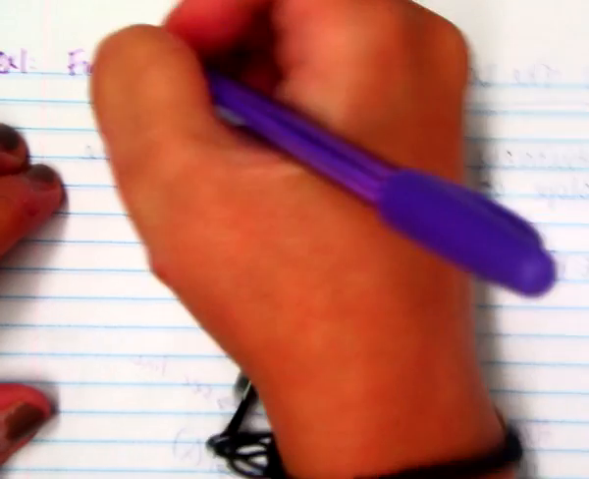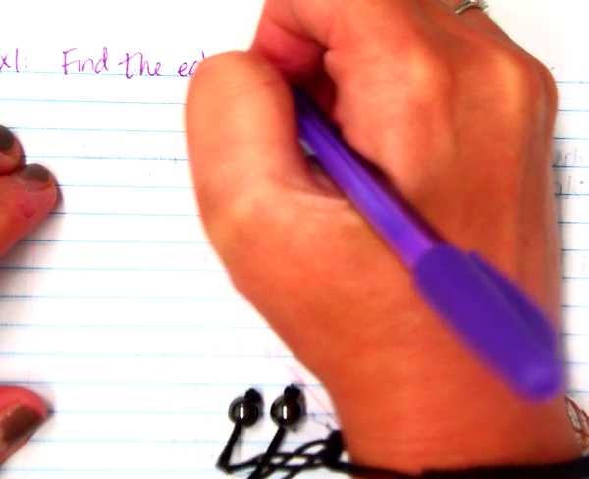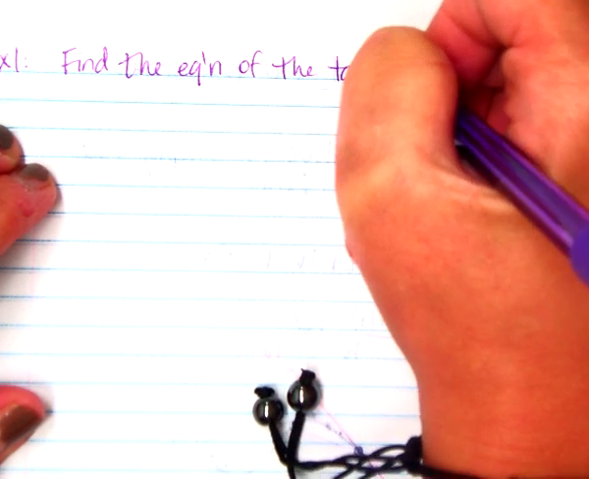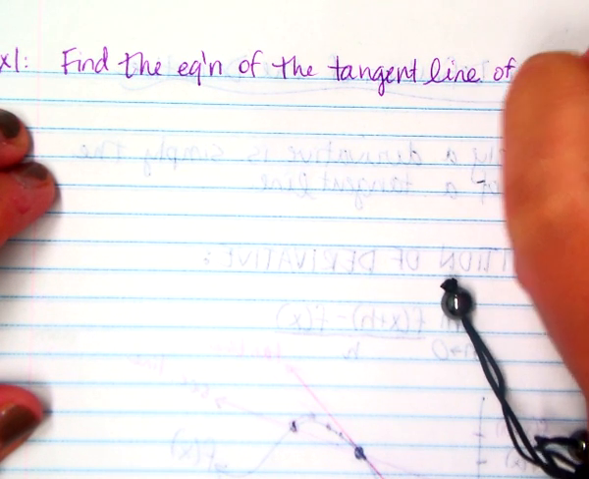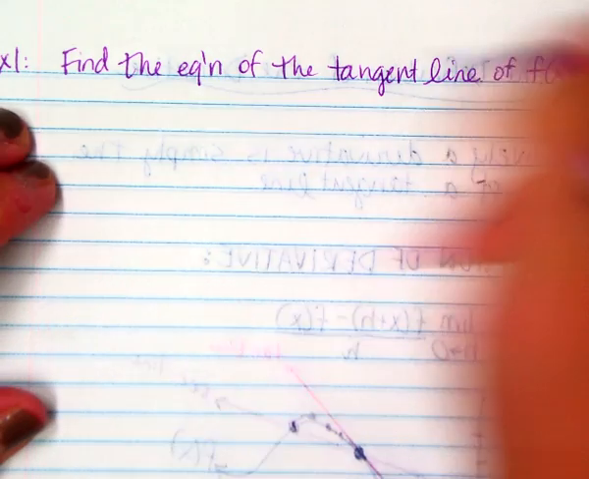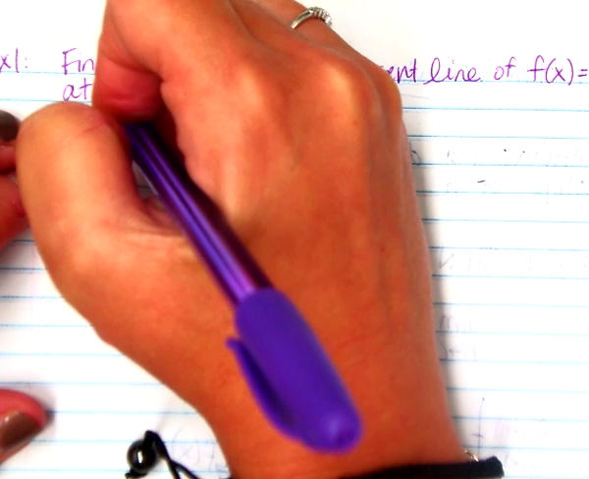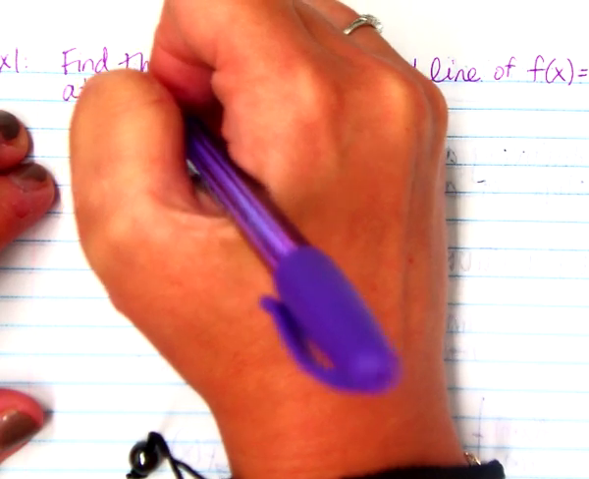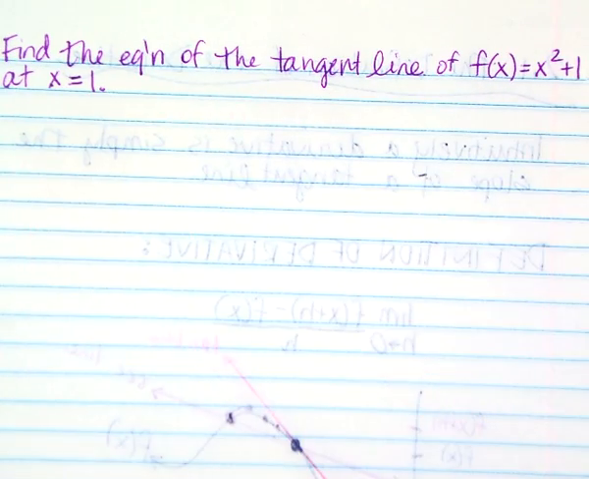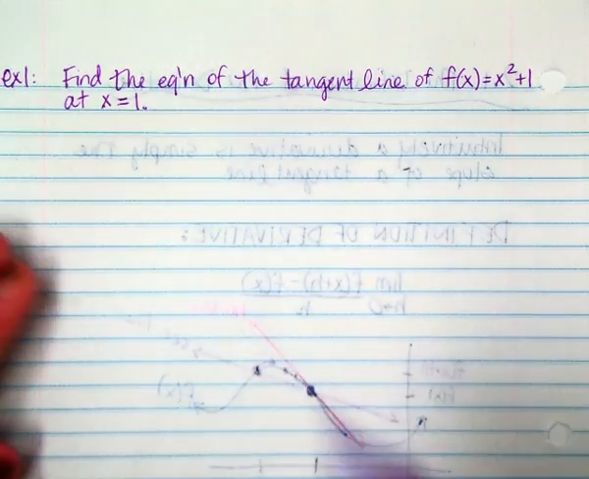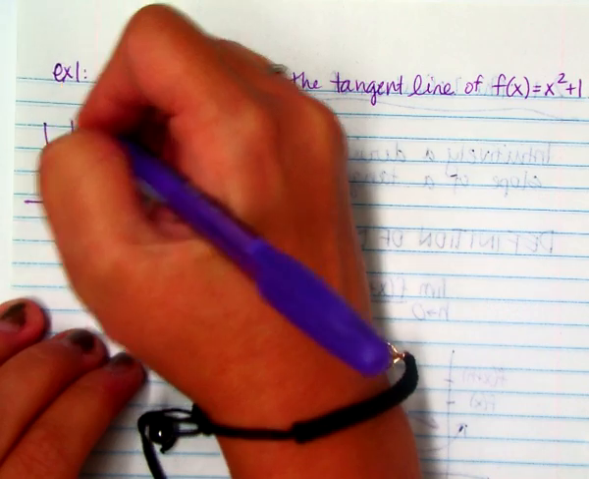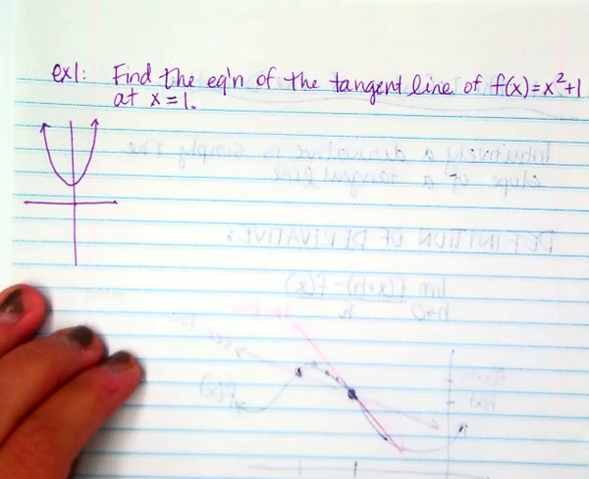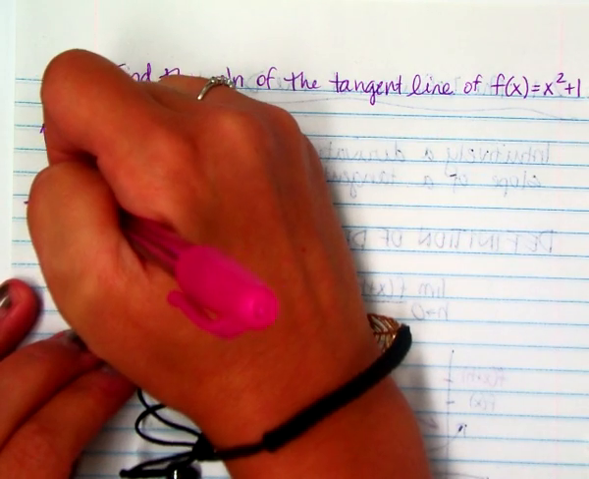So find the equation of the tangent line of the function I'm going to give you, x squared plus 1. And then the x value I want that tangent line at is x equals 1. So if I give you a picture of what's going on here, let's assume that we have this function. We can all draw x squared plus 1. It's a parabola moved up 1 unit.